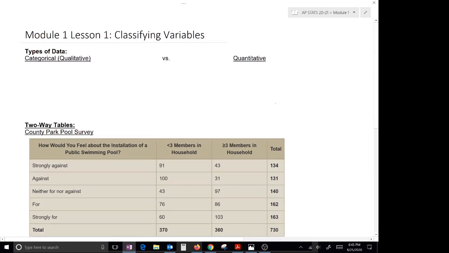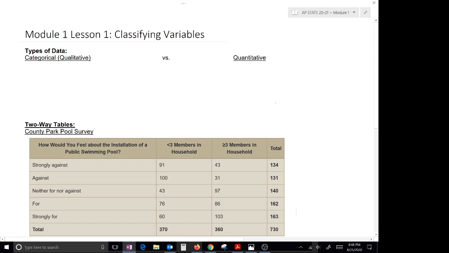In statistics, there's two types of data that we want to collect. There's categorical data, also known as qualitative data, and then there's quantitative data. Categorical data is data that we can't associate a meaningful numerical value to. Things like color or brand or gender or things of that nature. We can't put a particular numerical value on them.